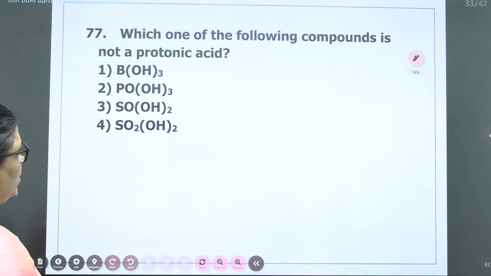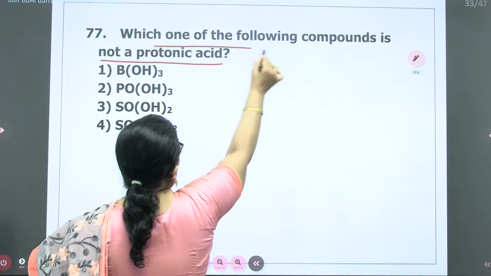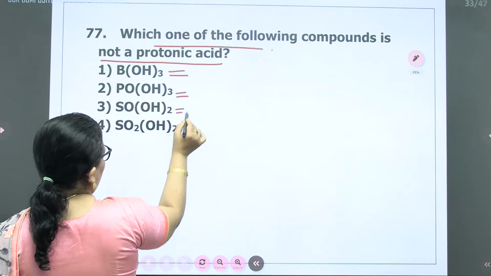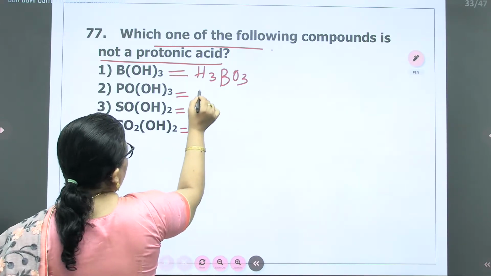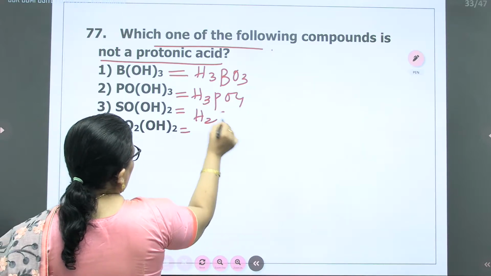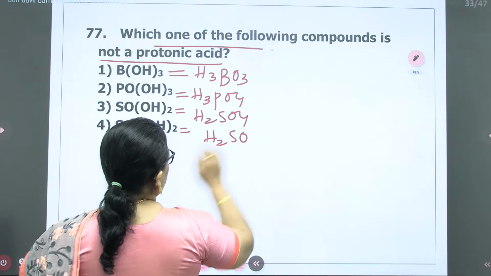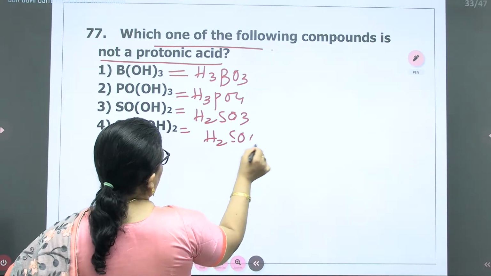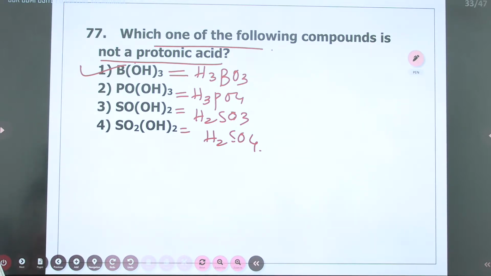Question number 77. Which one of the following compounds is not a protonic acid? Already we said, yes, H3BO3 is not a protonic acid. If you write the formula for all: H3BO3, H3PO4 phosphoric acid, H2SO4, H2SO3. The aprotic acid is the first option. Therefore, question number 77, the first answer is correct.